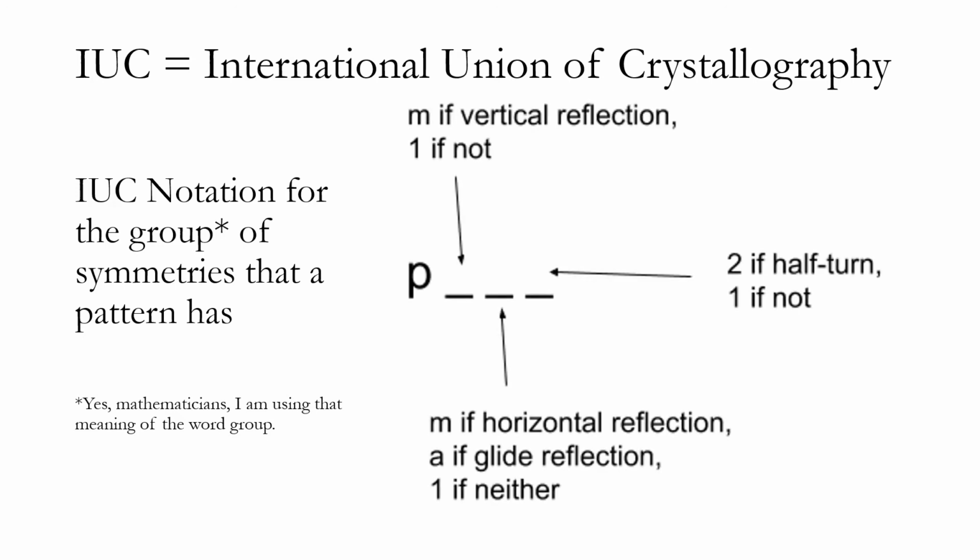This notation consists of 4 symbols, where the first one is a letter P. This indicates that the pattern is a one-dimensional pattern. The second symbol is the letter M if there is a vertical reflection symmetry in the pattern, and a number 1 if there is not a vertical reflection symmetry in the pattern. The third symbol is a letter M if there is a horizontal reflection in the pattern, a letter A if there is a glide reflection but not a horizontal reflection in the pattern, and 1 if there is neither a horizontal nor a glide reflection in the pattern. You can think of the letter A as standing for alternating, as glide reflection designs look like they are alternating on either side of the center line. The last symbol is a 2 if there is half-turn symmetry, and a 1 if there is no rotation symmetry at all.